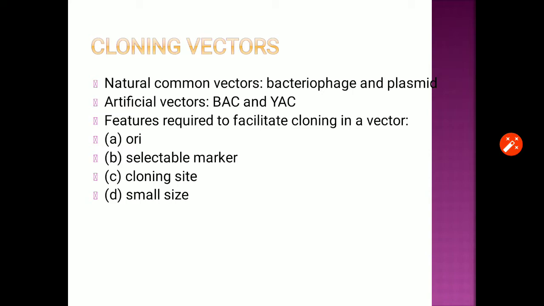Now about the small size. The smaller the size, the easier the replication will be, and it ensures the replication of all the genes at each step, as well as it is easier to get inserted into a host cell. The host cell will easily accept it if it is smaller in size. So these are some features which are necessary in a vector if it is involved in cloning.